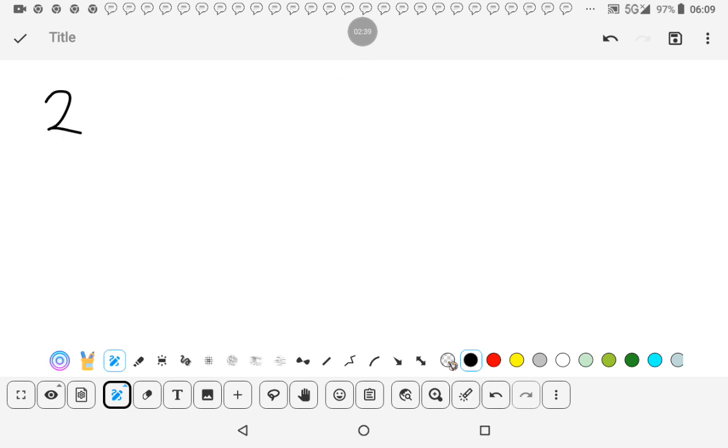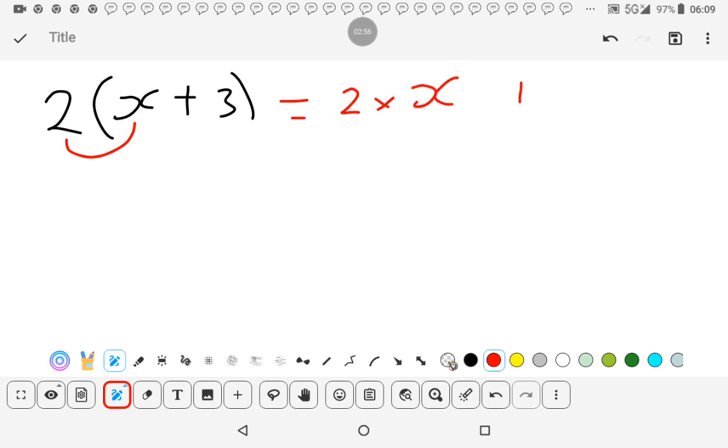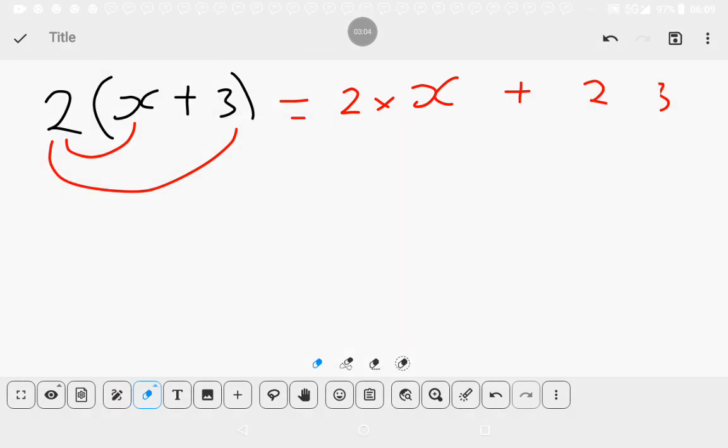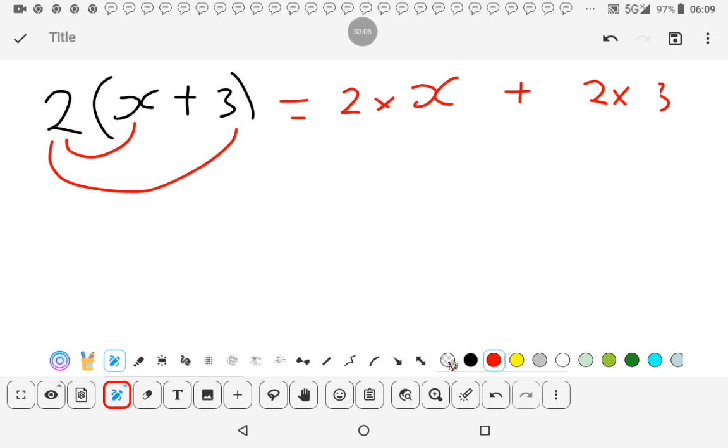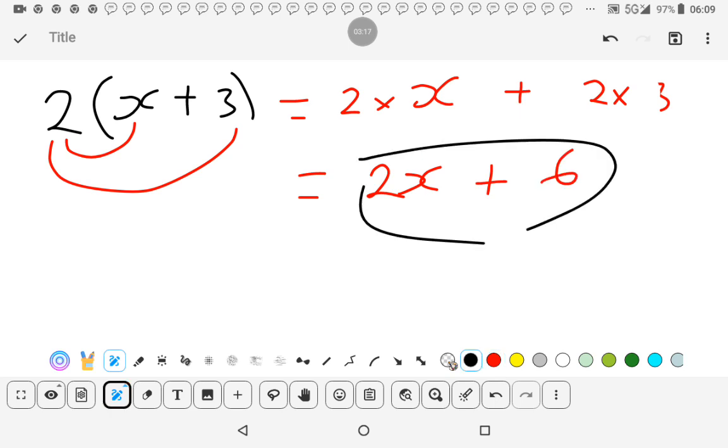Supposing we have 2 times x plus 3. To expand this will be equal to 2 times x plus 2 times 3. And this will be 2 times x will give you 2x, plus 2 times 3 will give you 6, and this is the expanded form.